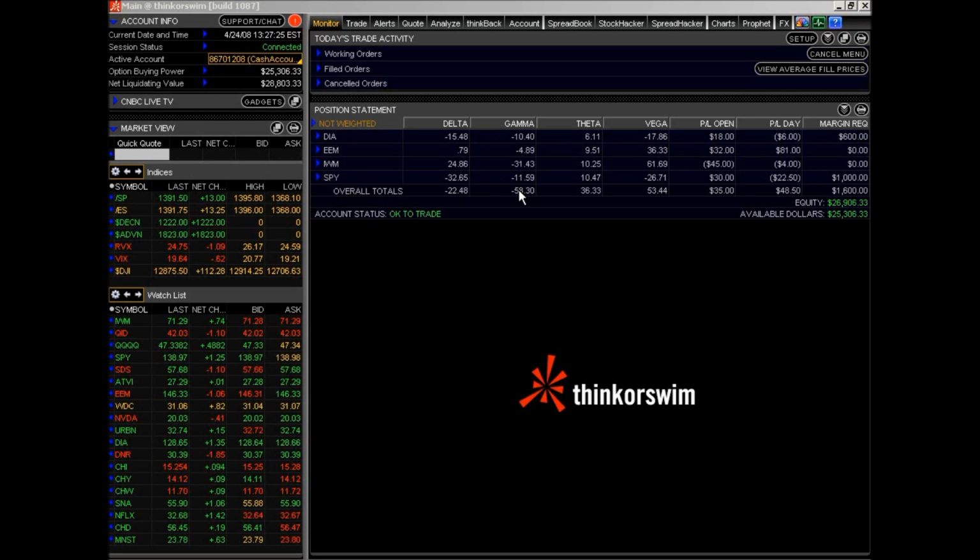Normally when you're short gamma, that means you're selling calls and you're selling puts. So when you have a short gamma overall position, you are also going to be long theta. And theta is where most of the money is made. So let's move on to theta.